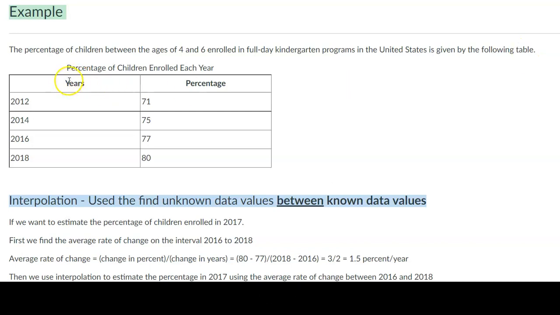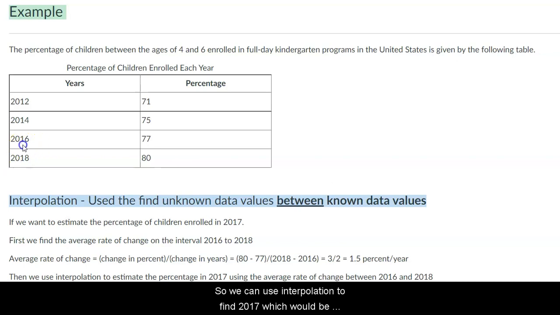So we have years and percentage of children for the columns. Years is the independent variable, percentage is the dependent variable. Interpolation would be used to find the unknown data value between two known data values. So if we want to estimate the percentage of children enrolled in 2017, we're given 2016 and 2018.